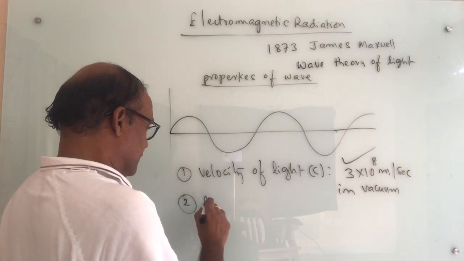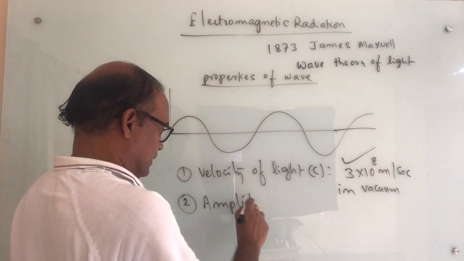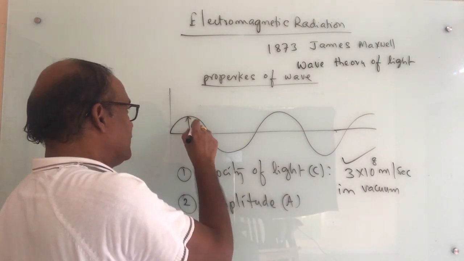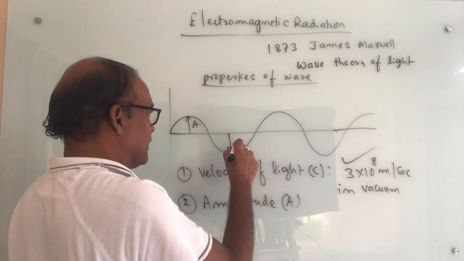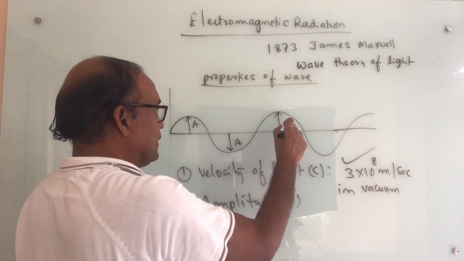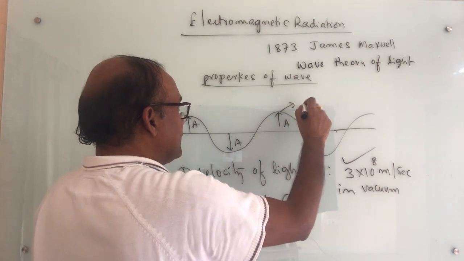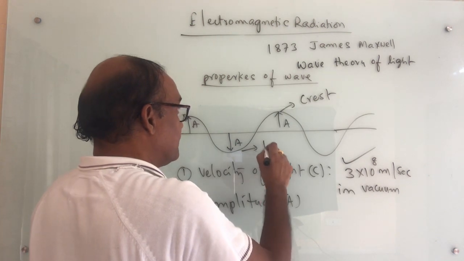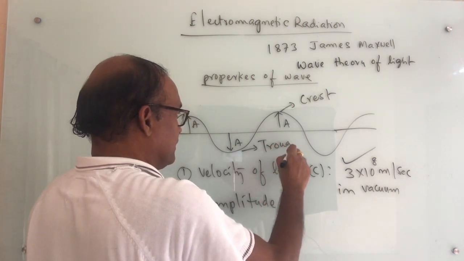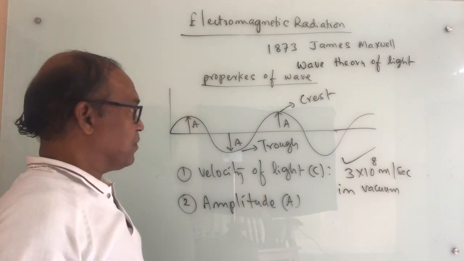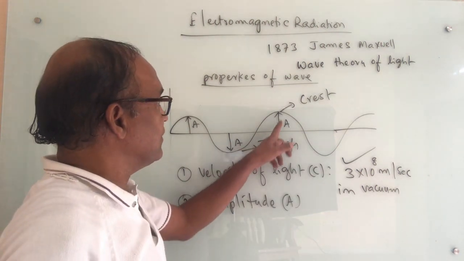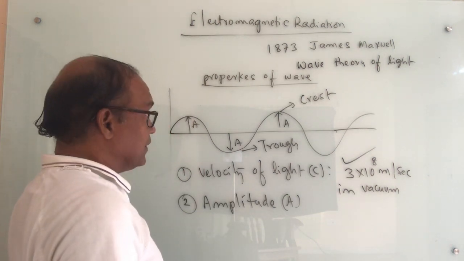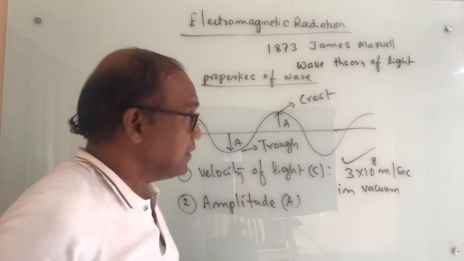Two, amplitude, A. Amplitude is the maximum displacement. This is the crest, this is the trough. Maximum displacement, may be the distance of the crest, may be the distance of the trough. That is the amplitude. Next property we'll see is the wavelength.